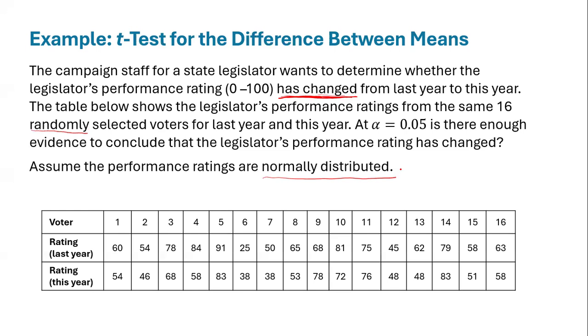Now we need to write the null and alternative hypotheses. To write them, remember that we use mu sub d, the mean of differences. Difference means before minus after. Difference means last year minus this year. They want to know if the rating has changed from last year to this year. Has changed means before is not the same as after, which means the difference is not equal to 0. That's the claim. Where do we put the not equal sign? In the alternative. So the null must be equal to 0.